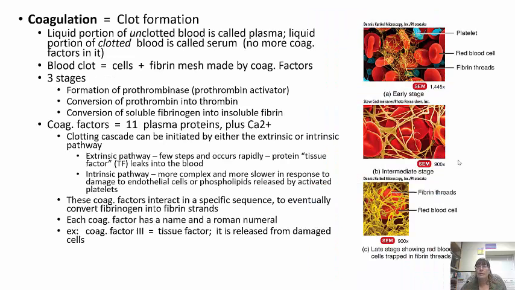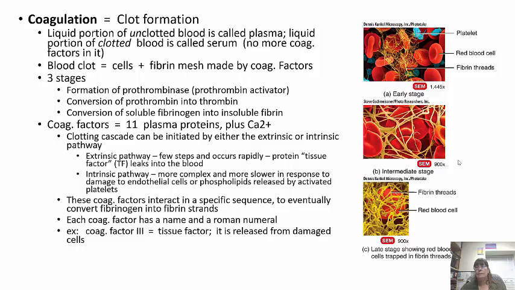How does clot formation even happen? How does coagulation start? What happens? First of all, the liquid portion of the unclotted blood is called plasma, but the liquid portion of the clotted blood is called serum because it's already released its coagulation factors, so it doesn't have any more. The blood clot itself is made up of a fibrin mesh made by those coagulation factors in cells.